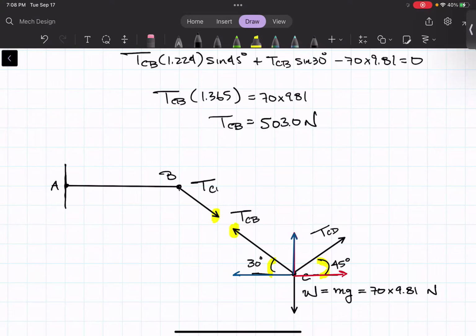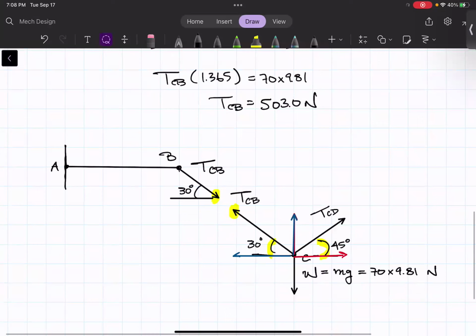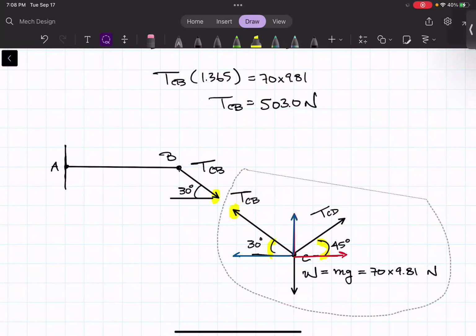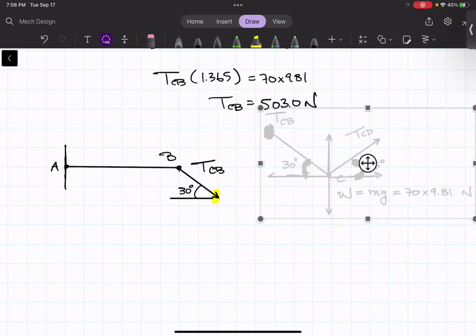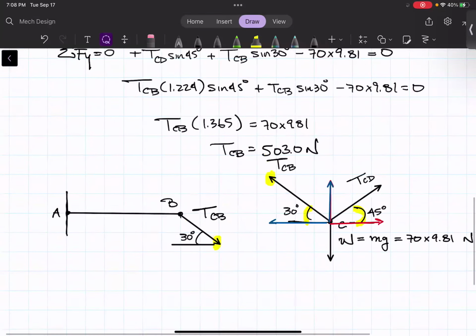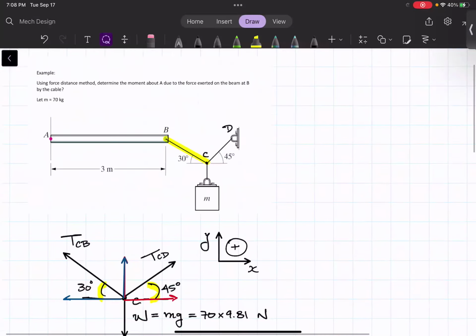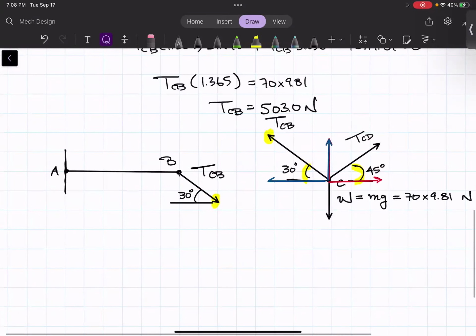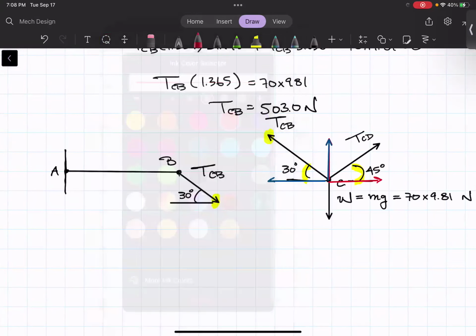That's exactly what we do here. This would be the force TCB. The direction is still the same, relative to the x-axis, which is the 30 degrees that you see here. So that's pretty much what we have in terms of the force at B. I'll shift this diagram up so it doesn't interfere with our work. That's the type of neatness you'll see in a tutoring session with me. Now we will show you the distance from A to B.